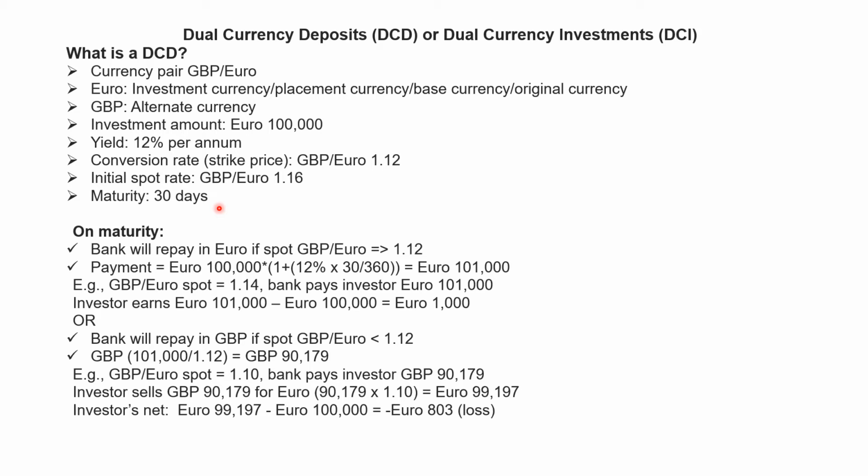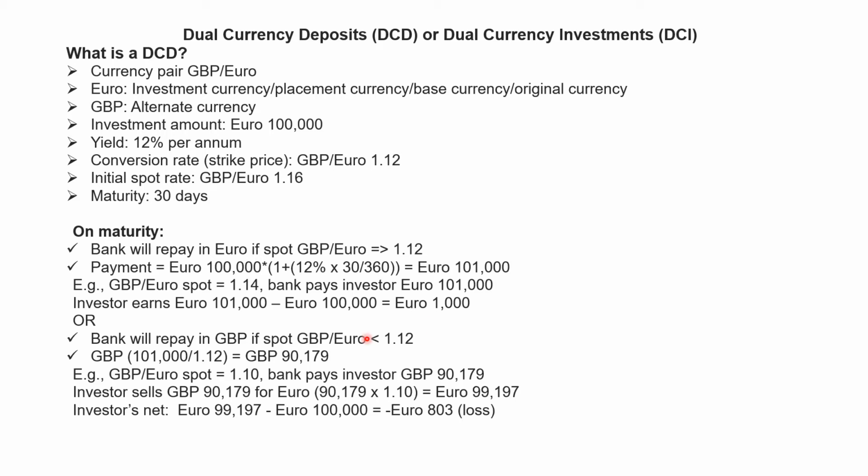Note that this time the conversion price is below the spot because Euro is the investment currency and Euro is basically the second currency in the quote. On maturity, the bank will repay in Euro if the spot GBP Euro is greater than or equal to 1.12. The payment is going to be Euro 100,000 into 1 plus 12% into 30 by 360, which is equal to Euro 101,000. For example, if the GBP Euro spot is 1.14, the bank will pay the investor Euro 101,000. The investor will earn Euro 101,000 minus Euro 100,000 which he invested, which is equal to Euro 1,000.